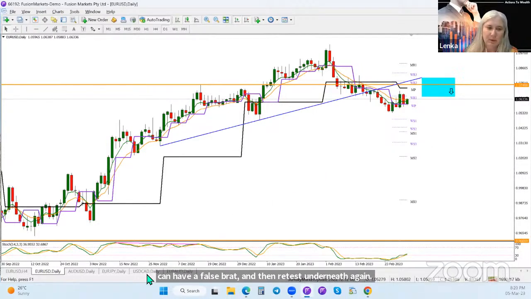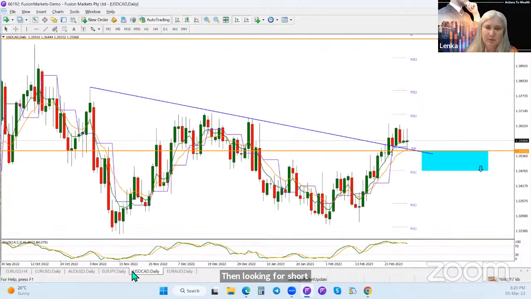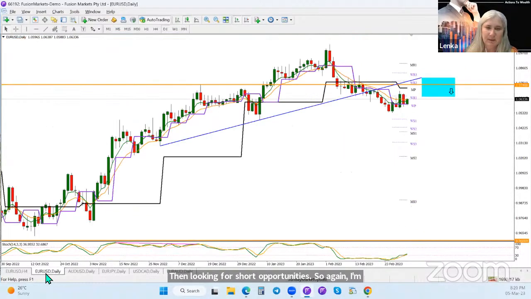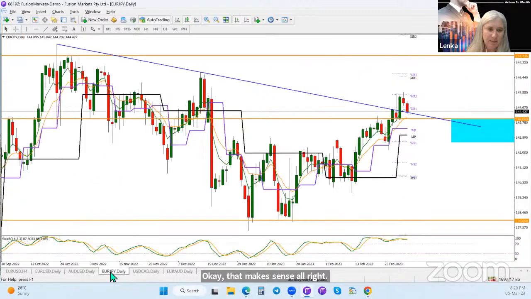So again, I'm looking at those 2 currency pairs to trade them simultaneously and see which setup actually plays out. I'm expecting that one will and the other one won't, because they're negatively correlated. Okay, hope that makes sense. All right, and the last currency pair that I will be looking at this week is Euro JPY.